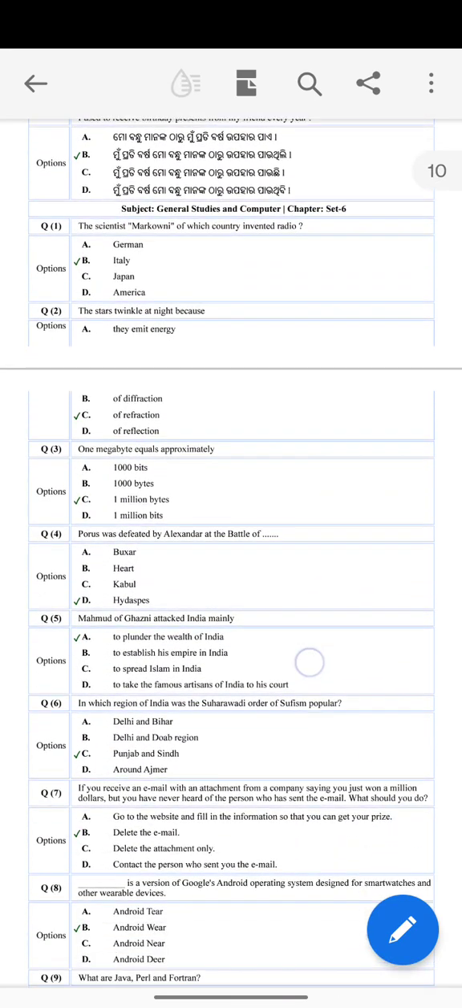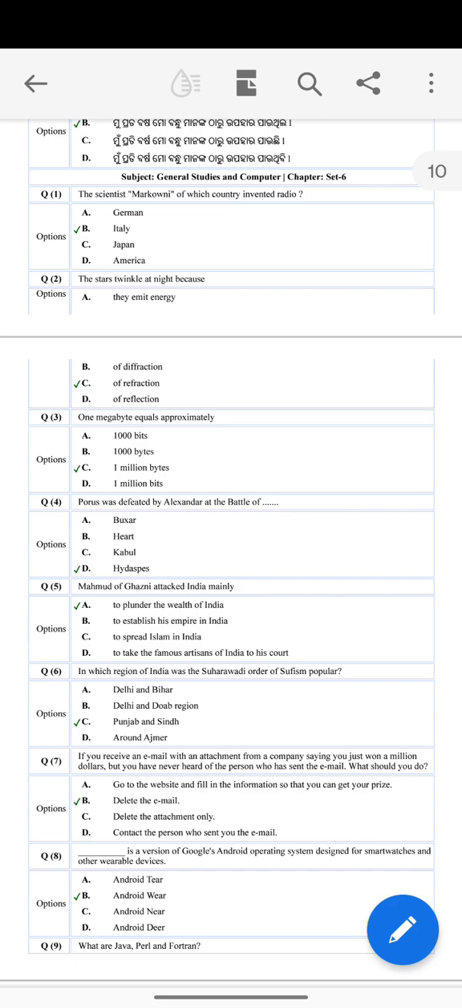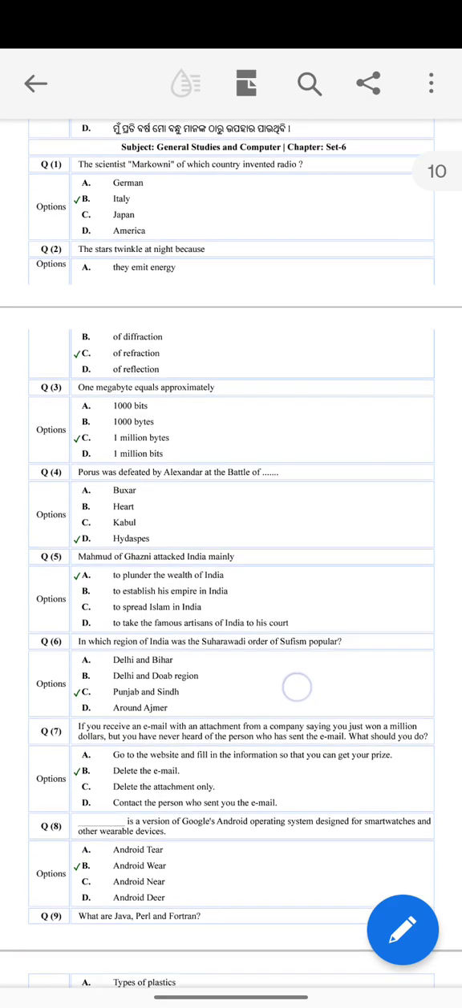Now let's move forward to another subject, which is the general studies and computer subject. This section contains questions from general science, which means general awareness, general knowledge, current affairs, and from the computer subject. When we see the first question, "The scientist Marconi of which country invented radio?", this is a question from the general knowledge subject. "The stars twinkle at night because" is again a general knowledge question.